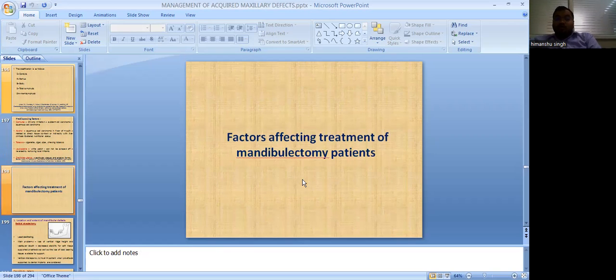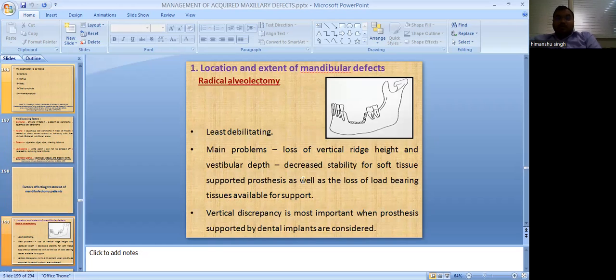Factors affecting treatment of mandibulectomy patients. First is the location and extent of mandibular defect. Radical alveolectomy. Least debilitating. Main problem is loss of vertical ridge height and vestibular depth. Decreased stability for soft tissue supported prosthesis as well as the loss of load bearing tissues available for support. Vertical discrepancy is most important when prosthesis supported by dental implants are considered.